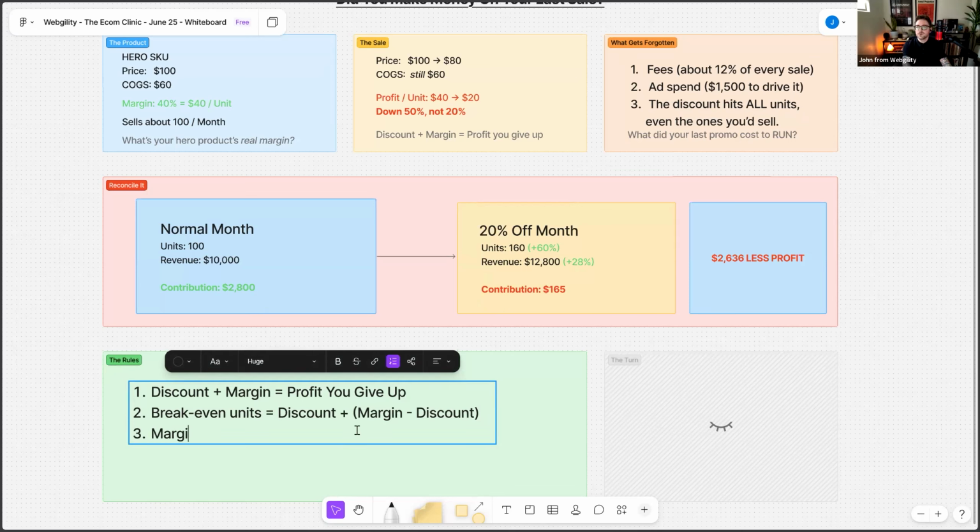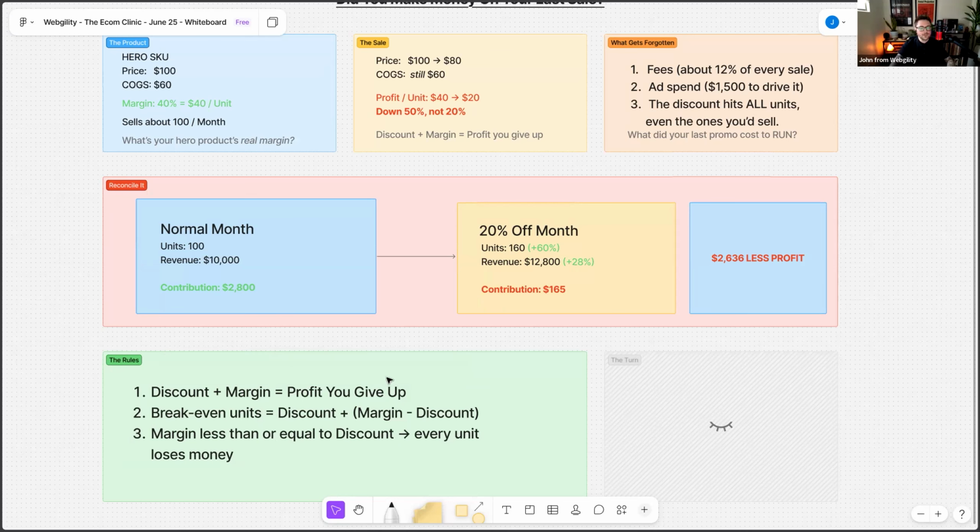And the third is margin greater than or equal to discount, meaning every unit you lose money. And I should say, less than or equal to.